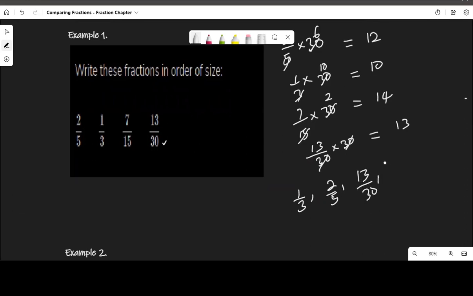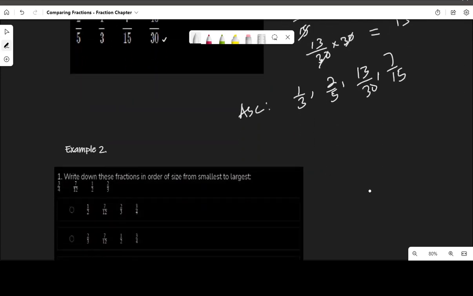And then lastly, 7 over 15, which is the biggest of all the fractions. So this is again in ascending order of magnitude. If you are doing descending, you reverse it, starting from the biggest to the smallest.